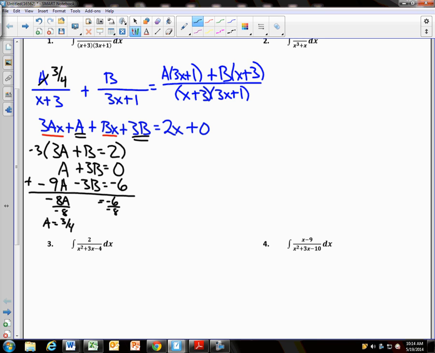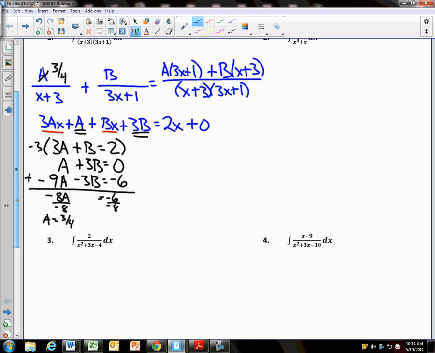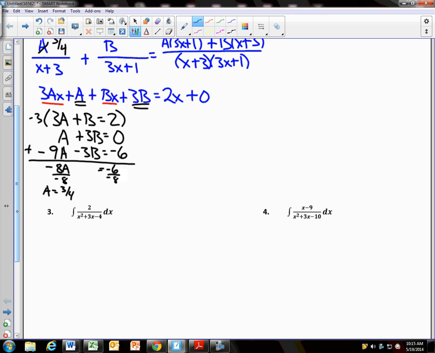How do I find B? Plug it back in. If A is 3/4, I've got to find B. So 3/4 plus 3B is equal to 0, or 3B is equal to -3/4. Divide both sides by 3, and you get B is -1/4.